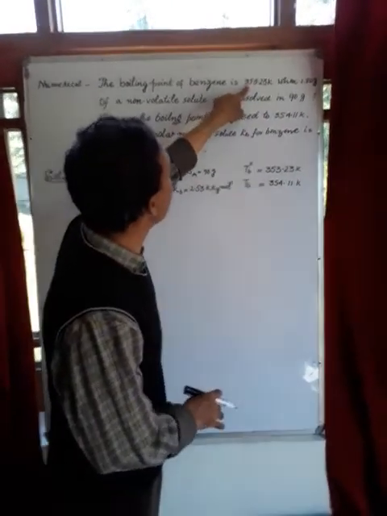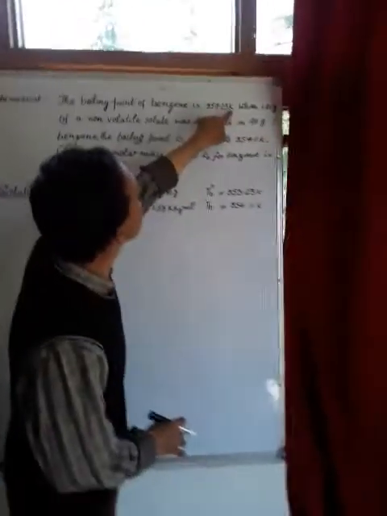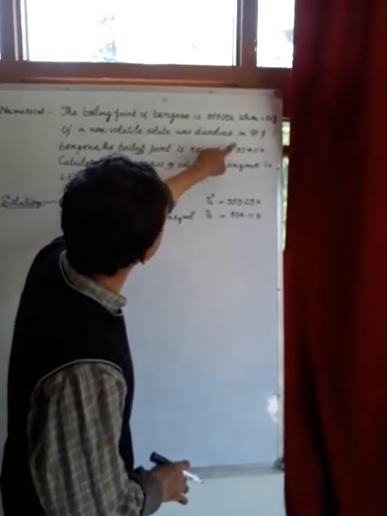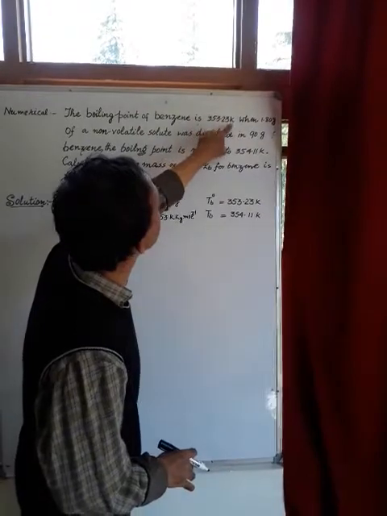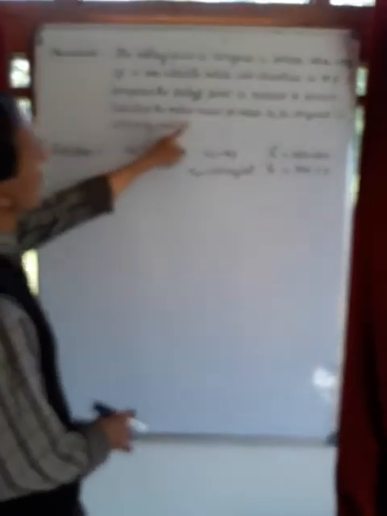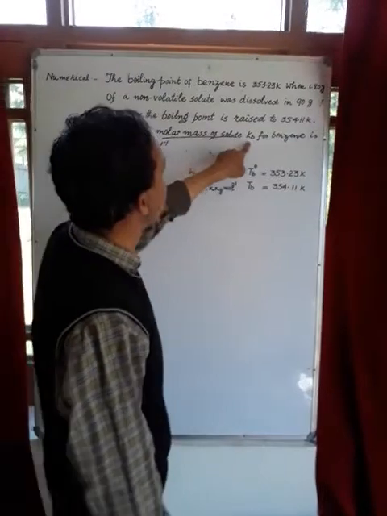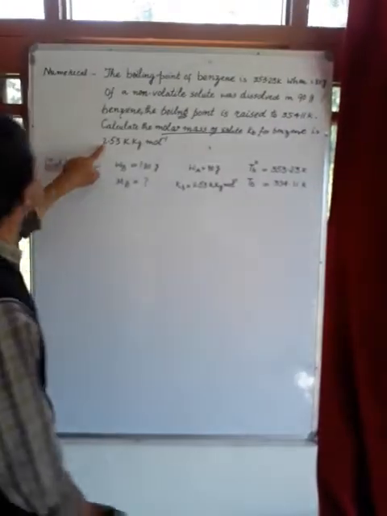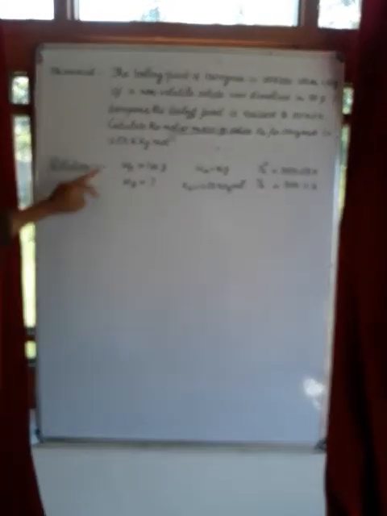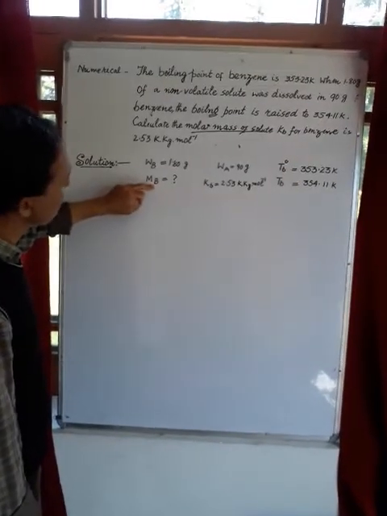Kelvin. So the boiling point of the benzene is 353.23 Kelvin, and Tb, the boiling point of the solution, has increased from 353.23 Kelvin to 354.11 Kelvin. We have to calculate the molar mass of the solute, and also the molar elevation constant for benzene is given, that is 2.53 Kelvin kg per mole. Now, molar mass of the solute, we have to calculate.